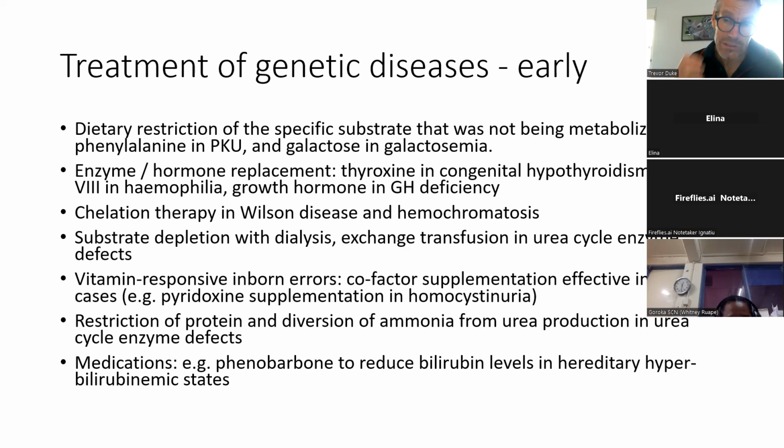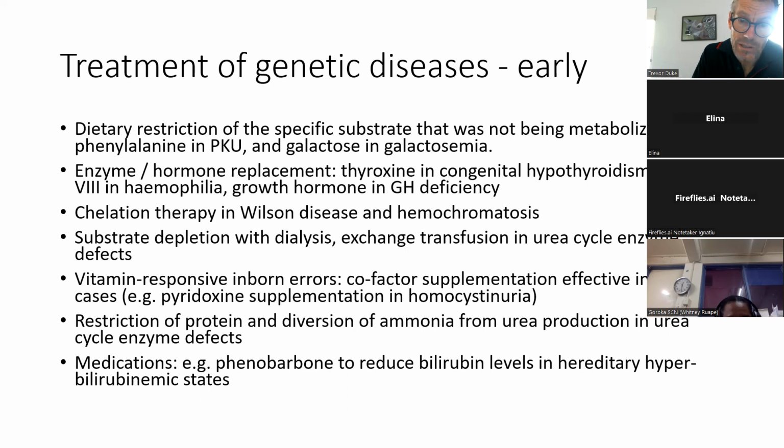Then there are some diseases for which exchange transfusions or dialysis can lead to a correction of the enzyme deficiency. And then some conditions are just vitamin responsive. There's a deficiency of a certain vitamin or a cofactor, and the replacement of that vitamin can lead to a much better outcome. So the point is that relatively simple treatments have been applied in the last 60 or 70 years to treat some genetic conditions.